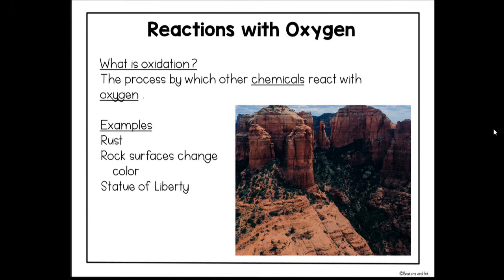This is a picture here of the red rocks in Sedona, Arizona. Reactions with oxygen can also cause chemical weathering. It's called oxidation. So when chemicals react with oxygen, it can cause rust. It can cause rock surfaces to change color. Think about the Statue of Liberty. That's one reason why the Statue of Liberty is greenish now and not that beautiful copper color that it originally once was.